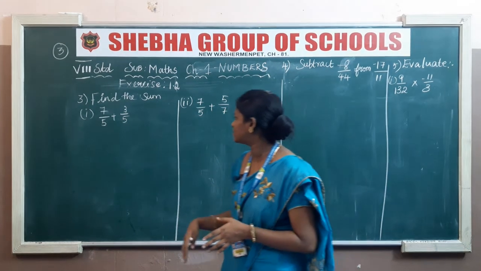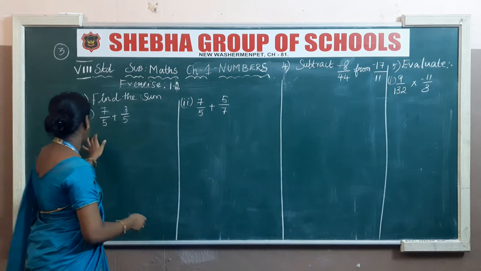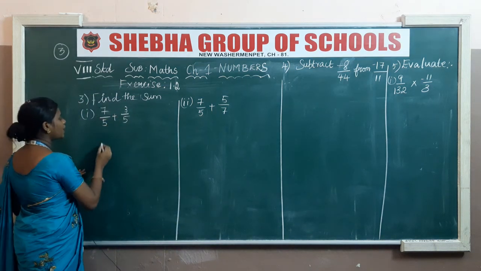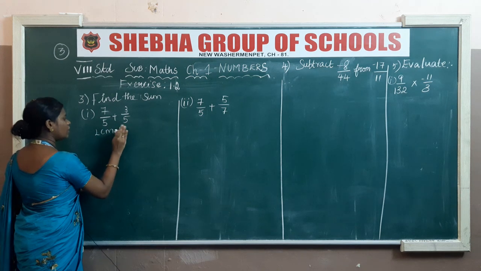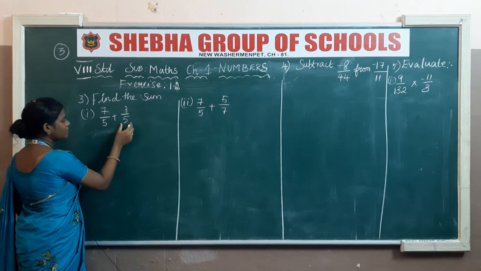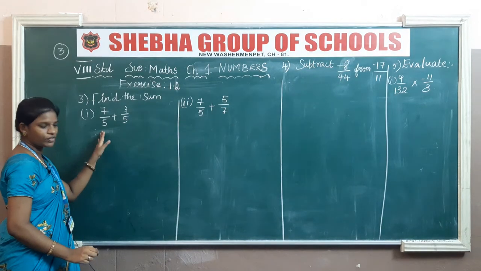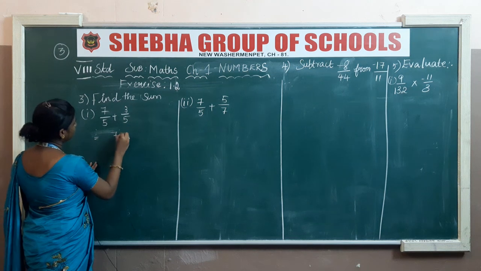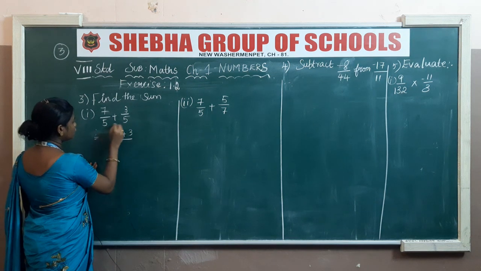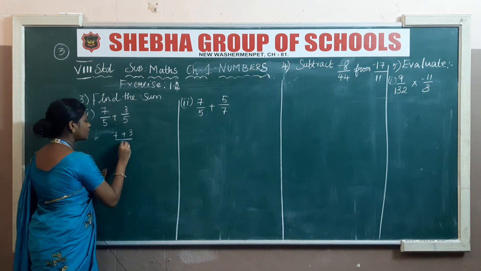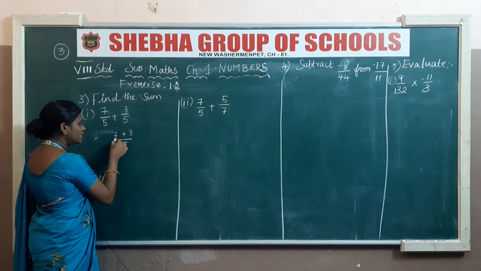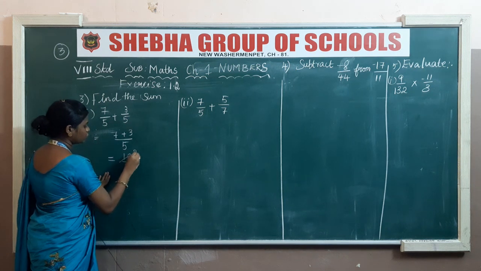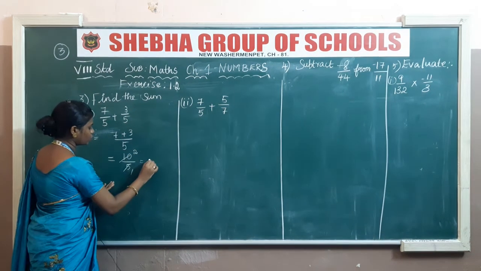Okay, the third sum is: find the sum. The first operation is 7 by 5 plus 3 by 5. Do we have to take the LCM? We don't have to take the LCM because 5 and 5 is the same denominator. So we add properly. 7 plus 3 over the same denominator 5 is equal to 7 plus 3, which is 10. So 10 by 5. 5 ones are 5, 5 twos are 10. So the value is 2.